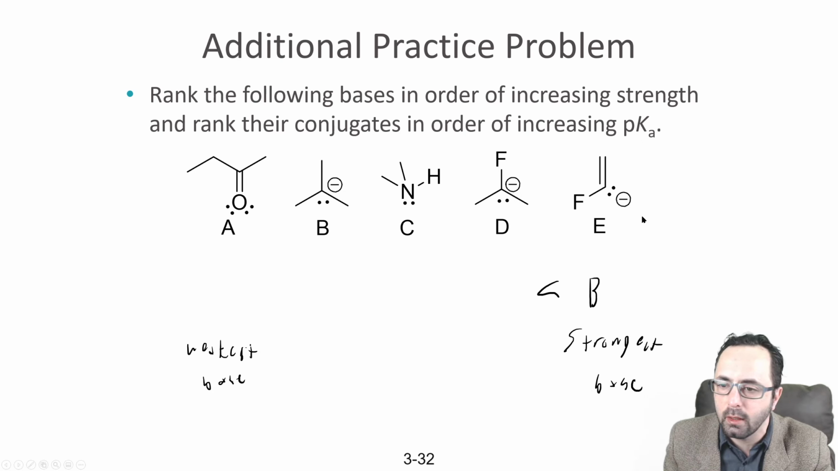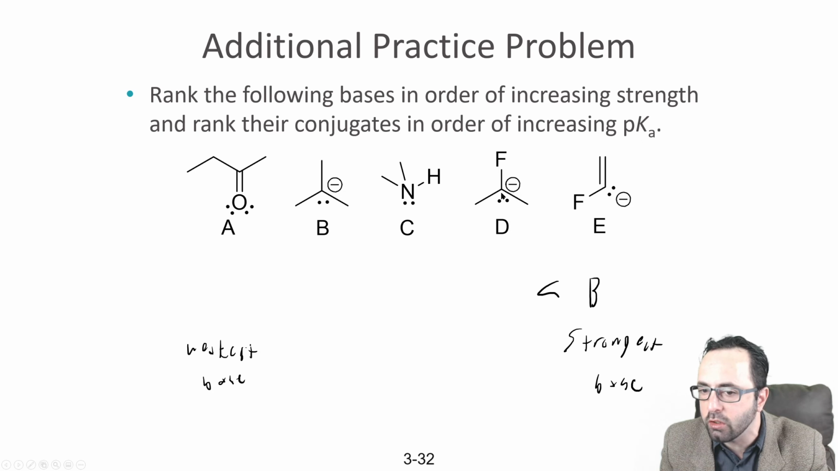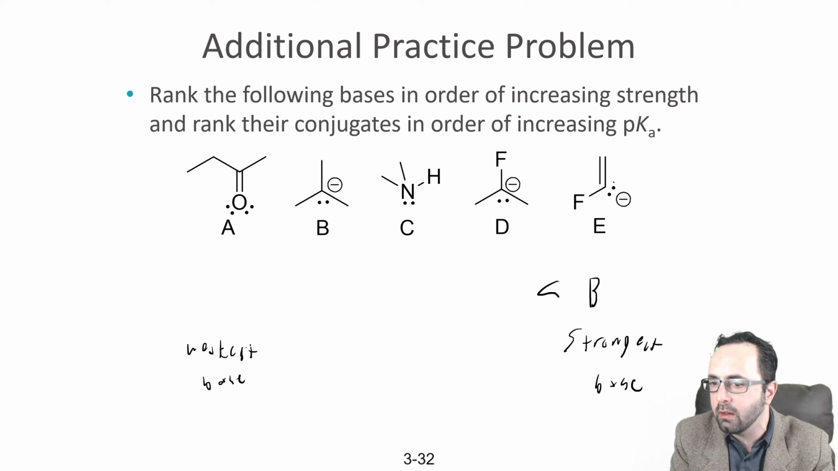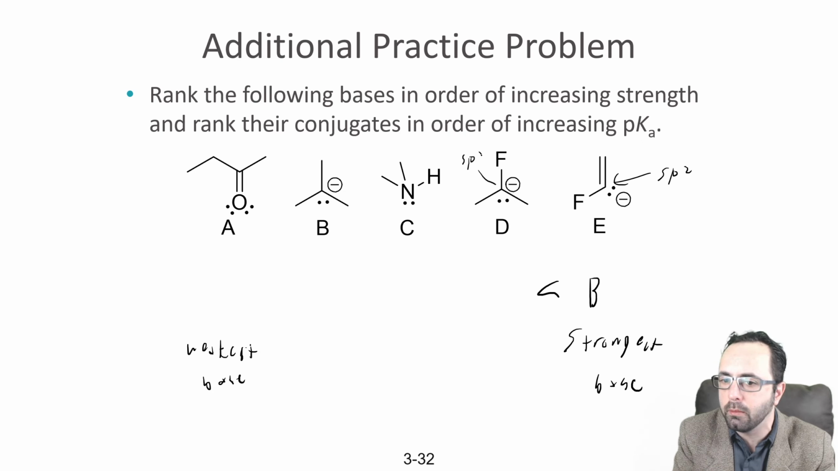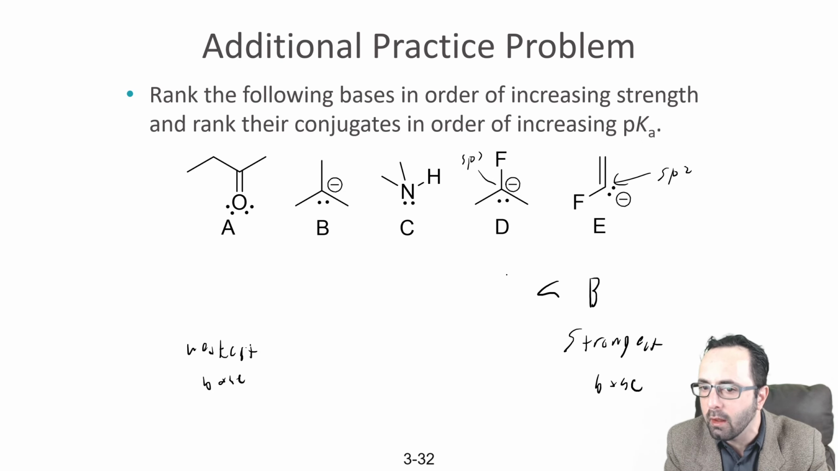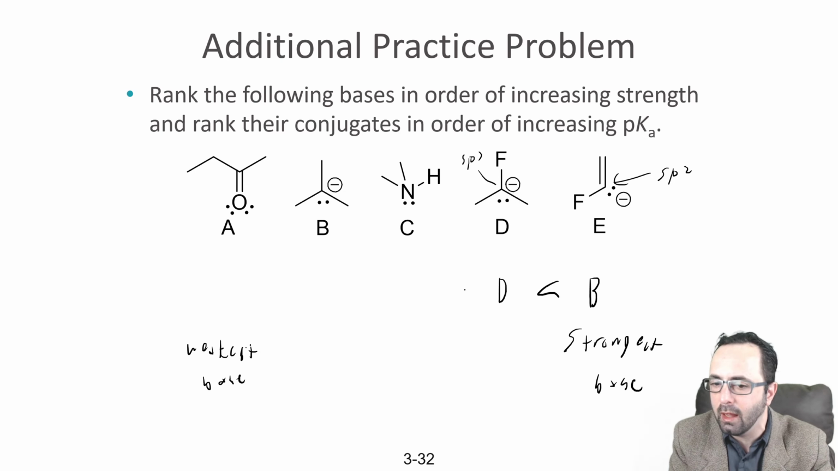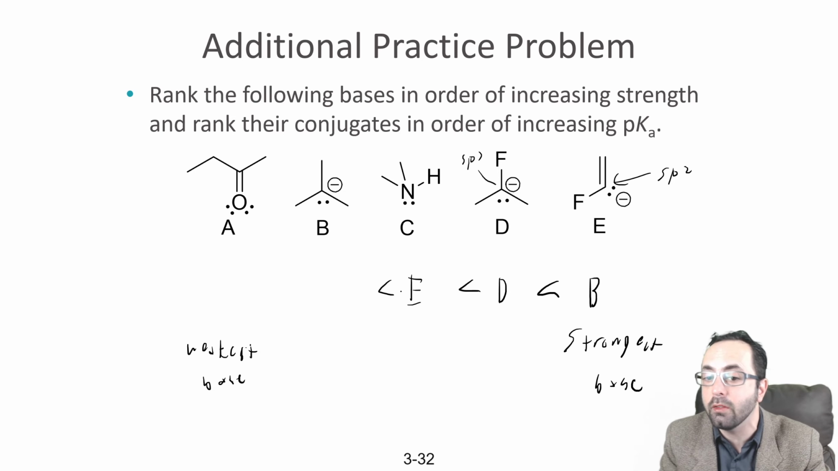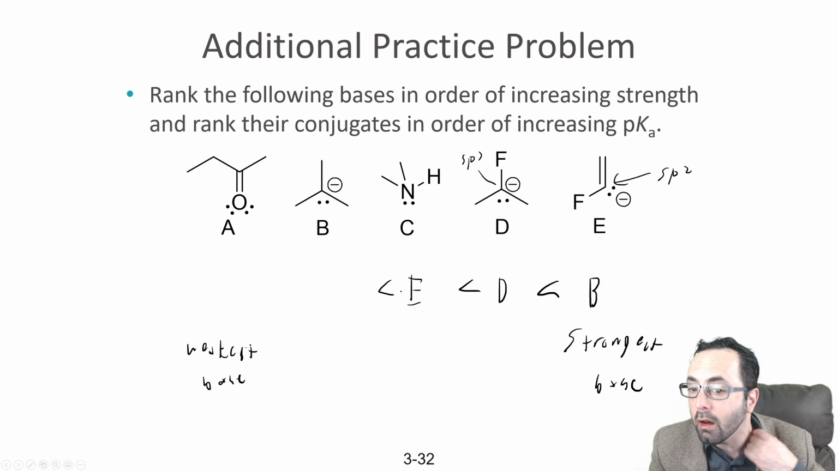Next, after that, we have a negative formal charge on an sp3 hybridized carbon. So this is sp3 hybridized, and this one's sp2 because of the double bond. So this is sp2. This one here is sp3. And so again, the negative formal charge will not be as well stabilized here on the sp3 carbon as it is on the sp2. So D is going to be the next strongest base. Finally, E. And that takes care of all of the ones that have the negative formal charge on the carbon.